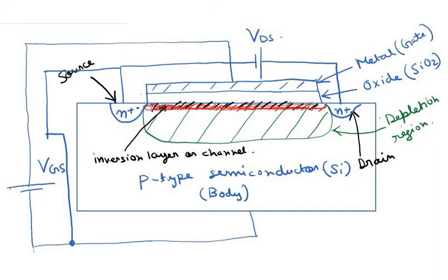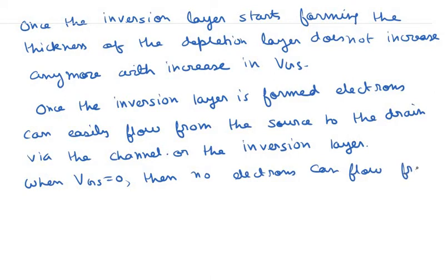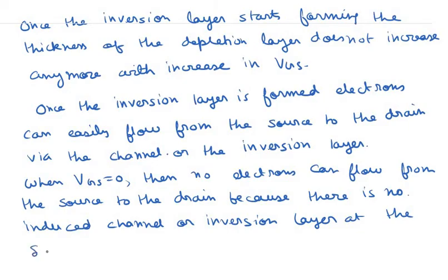Okay, so let me write it here. When VGS equals 0, then no electrons can flow from the source to the drain, because there is no induced channel or inversion layer at the surface of the body.